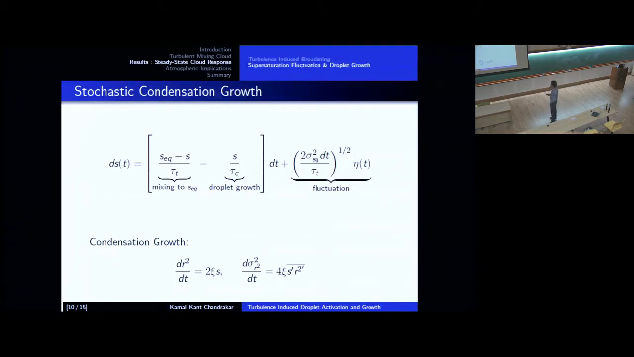Similarly, the droplet condensation growth equation can be written in terms of those thermodynamic variables. It's proportional to Z and S. Z is a function of the molecular diffusivity of water vapor, thermal conductivity, and some other thermodynamic parameters, and S is the supersaturation. And from this, you can get the equation for the fluctuation in droplet size, which is proportional to this correlation term.